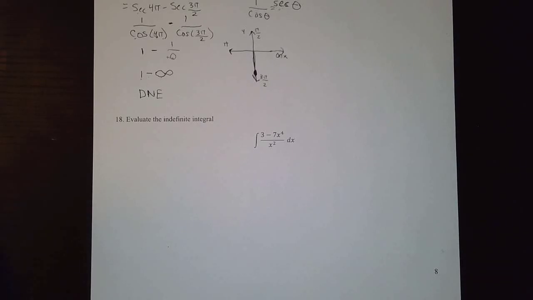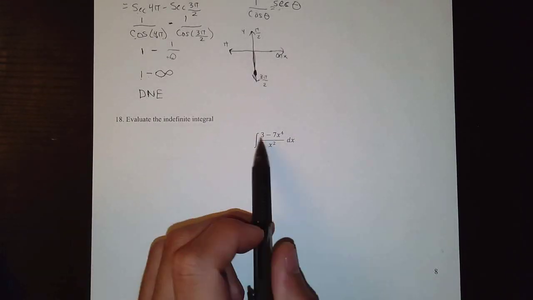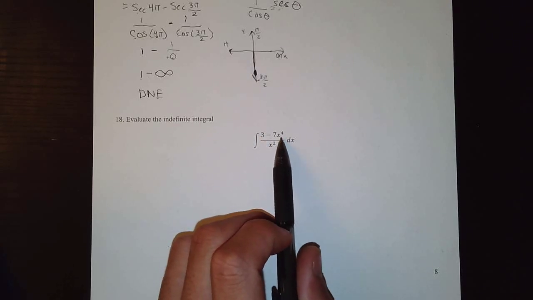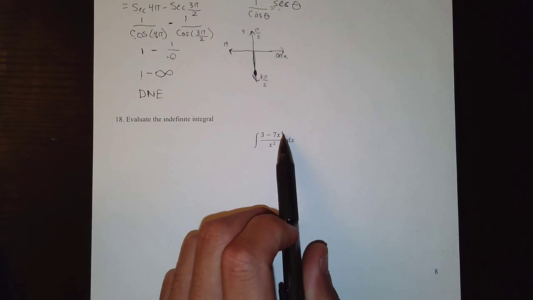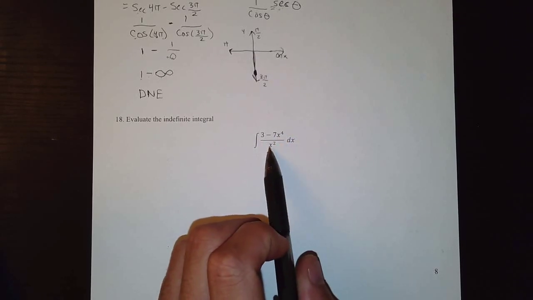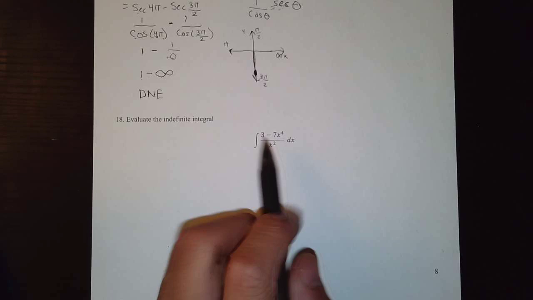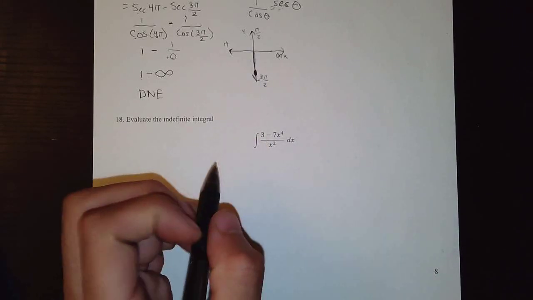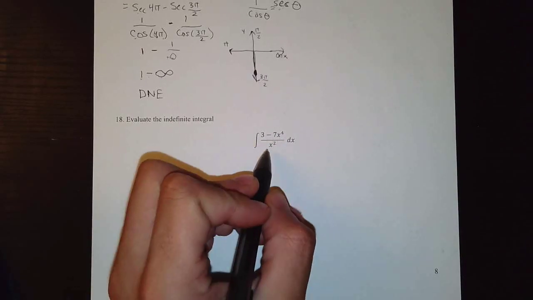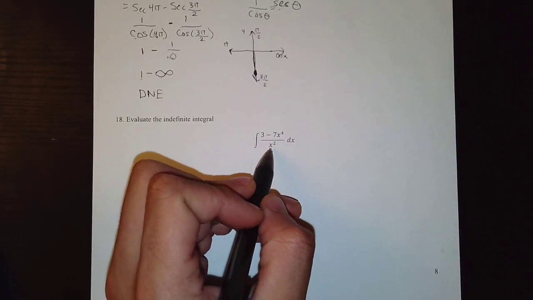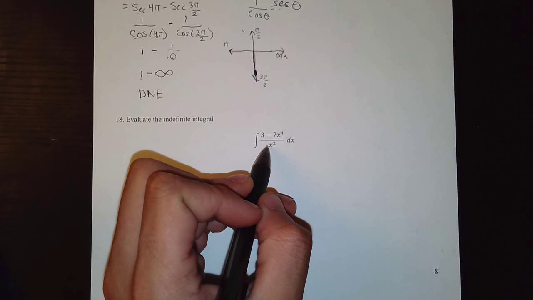4.3, number 18 says, evaluate the indefinite integral. We have the quantity 3 minus 7x to the fourth power, divided by x squared, with respect to x. And so we can break this up into two different integrals.